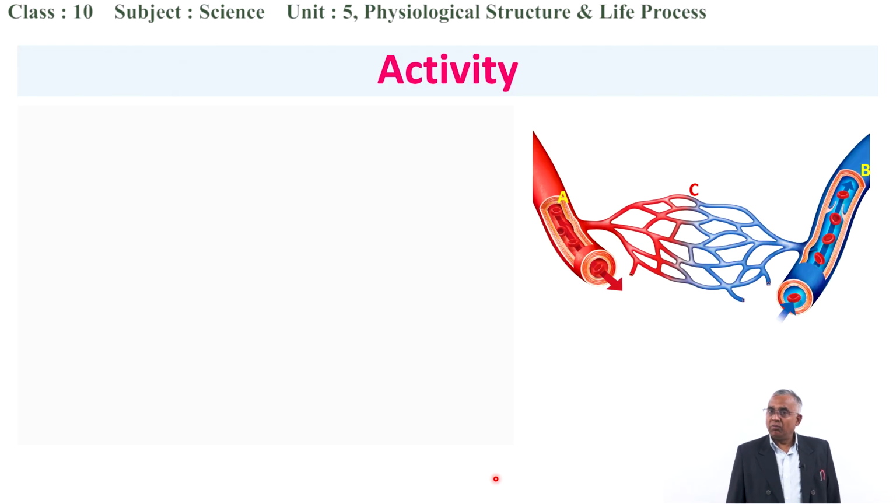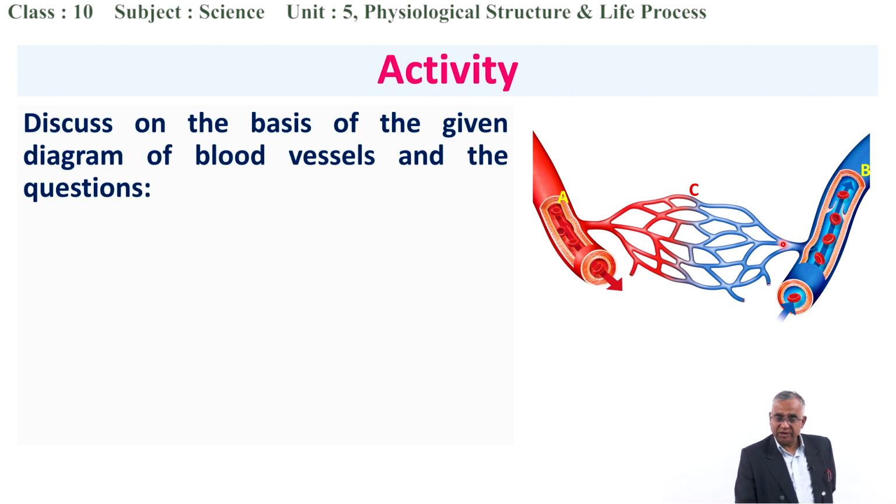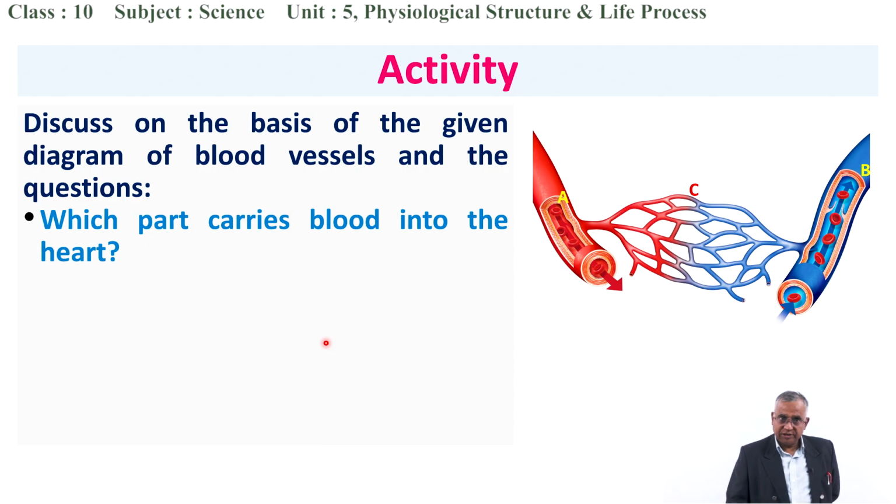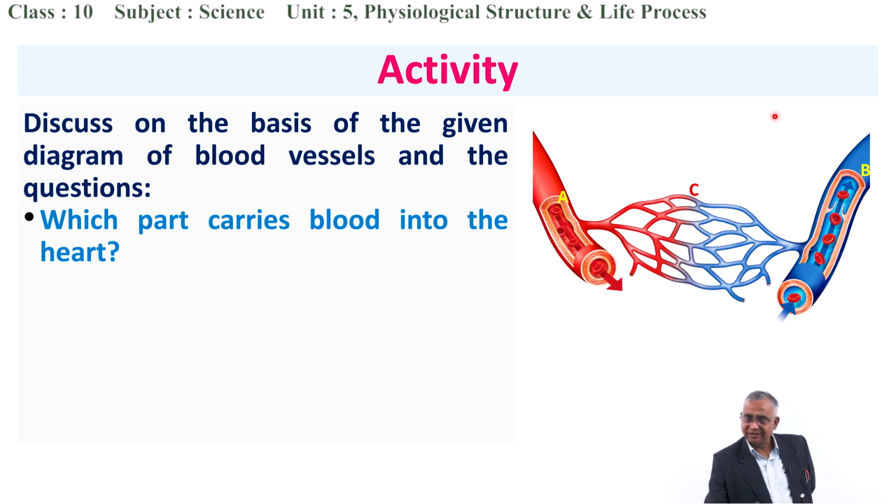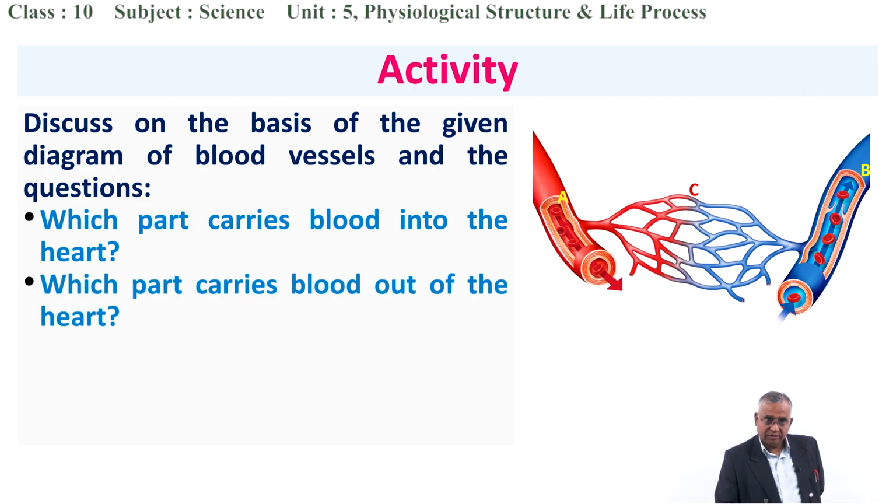Here is one more activity you have to do. Here blood vessels are given. A and B blood vessels are connecting with C. What are the questions on the basis of this? The first question is, which part carries blood into the heart? Into the heart, the blood is entering in B, and B carries it into the heart. Next, which part carries blood out of the heart? They are arteries. So arteries carry blood out of the heart.